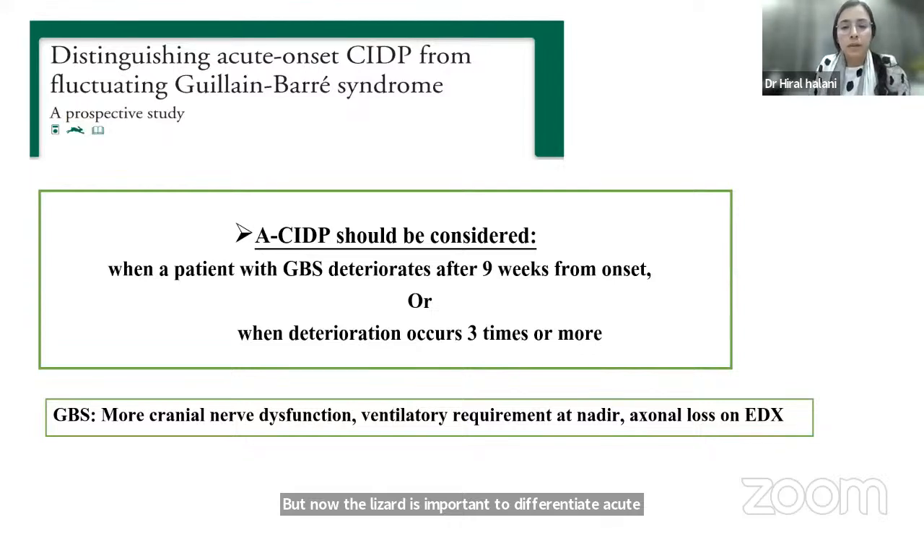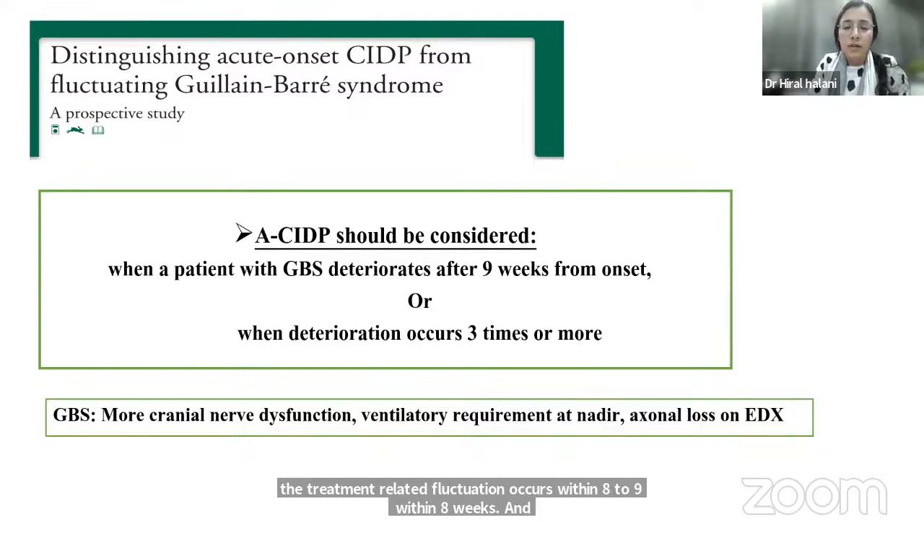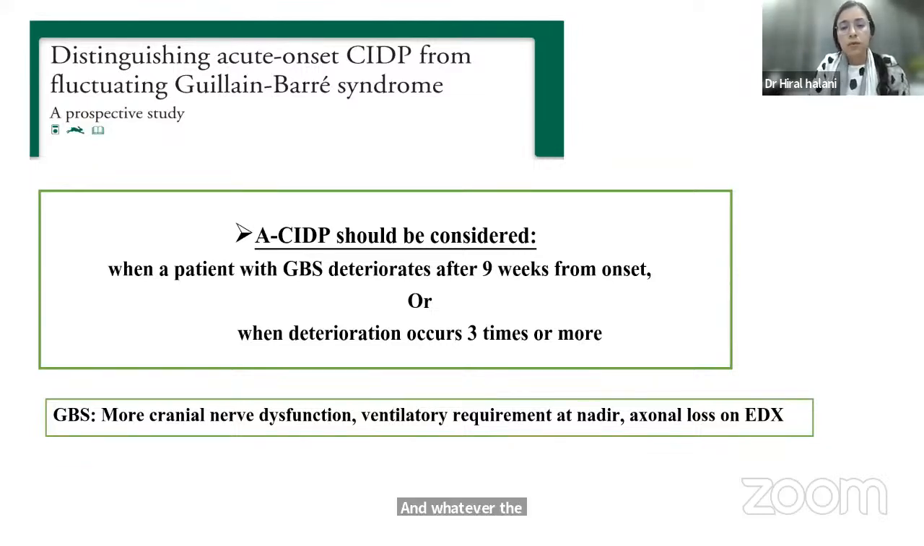Acute onset CIDP should be considered when a patient with GBS deteriorates after 9 weeks from onset. Usually the treatment-related fluctuation occurs within 8 weeks, and this will deteriorate after 9 weeks from onset. Or whenever the TRF, treatment-related fluctuation, occurs 3 times or more, again acute onset CIDP should be suspected.